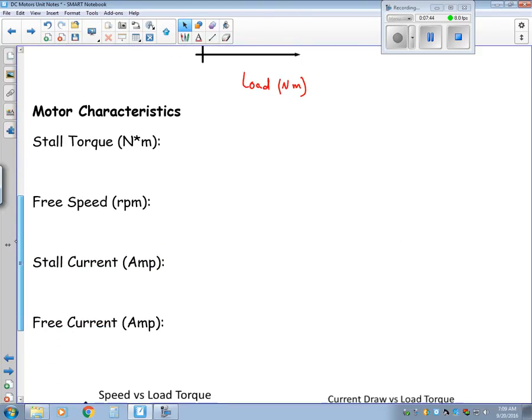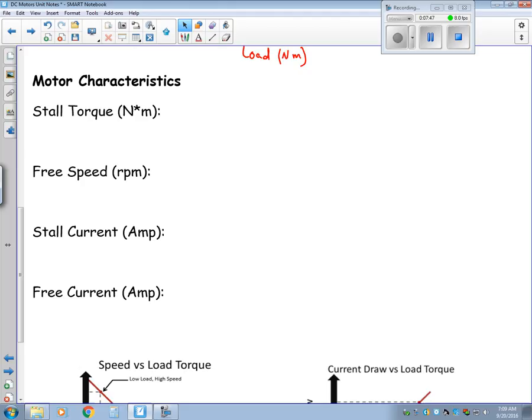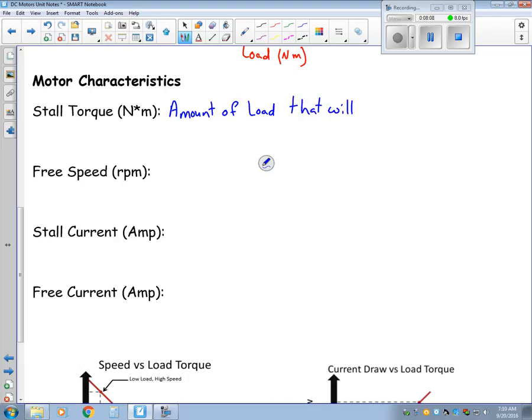There are 4 motor characteristics that you need to know: stall torque, free speed, stall current, and free current. So these are pretty easy. The stall torque is the amount of load that will stop a motor. Free speed is the maximum rotational speed of a motor with no load.